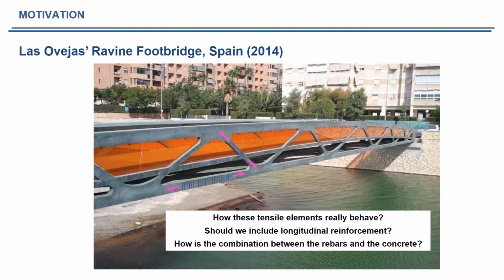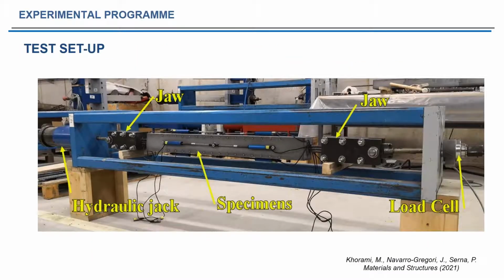These are questions like how these tensile elements really behave, or should we include longitudinal reinforcement in them? It seems that it has to be that way. Or how is the combination between the rebars and the concrete, aspects like tension stiffening, shrinkage, or the special type of cracks that this concrete develops. So this was the reason to carry out an investigation on the serviceability behavior of reinforced UHPFRC tensile elements, focusing our attention on the serviceability conditions. So we proposed a test system for carrying out experimental tests of the reinforced UHPFRC ties under these serviceability loads.